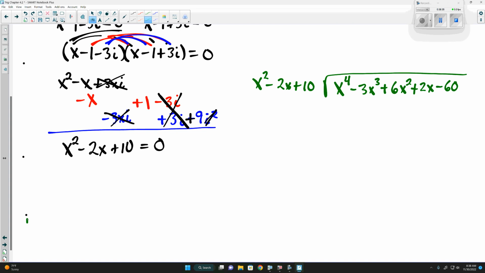Now, one of the nice things with this here is whenever we divide polynomial functions, the degree decreases by the degree of what we're dividing by. So our starting polynomial is degree 4. What we're dividing by is degree 2. 4 minus 2 gives us 2. So our degree of the polynomial we should get is a degree 2.